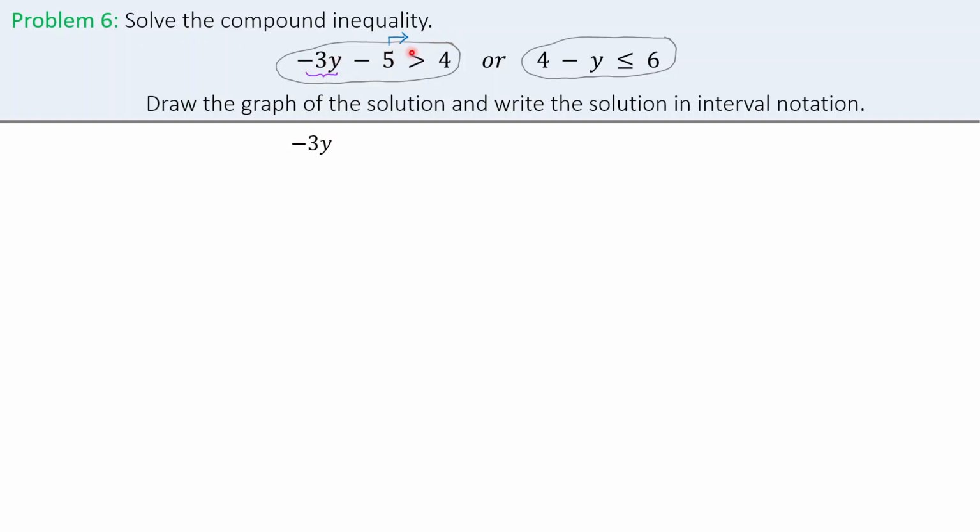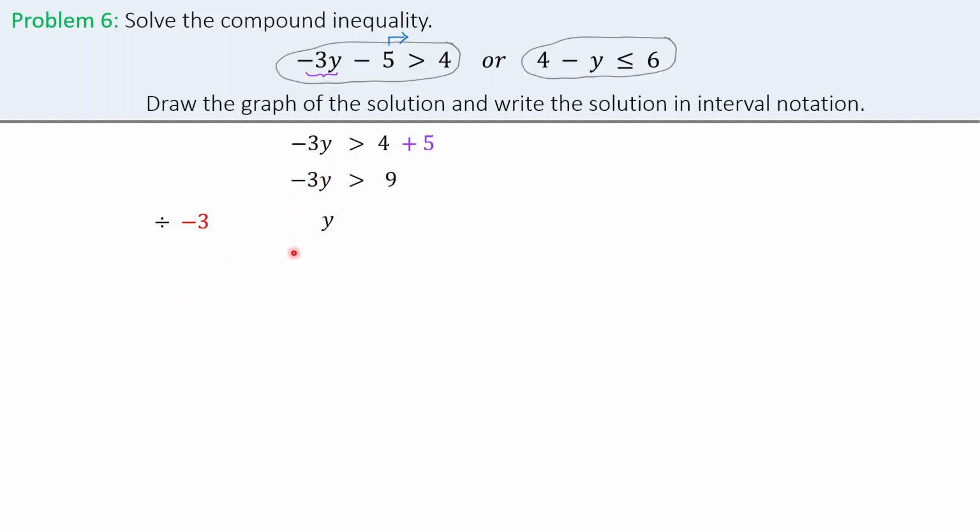Negative 3y greater than 4. Negative 5, so you need to add positive 5. Negative 3y greater than 4 plus 5 is 9. Now divide both sides by -3 and isolate y.